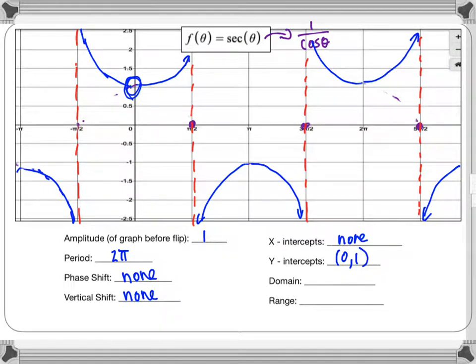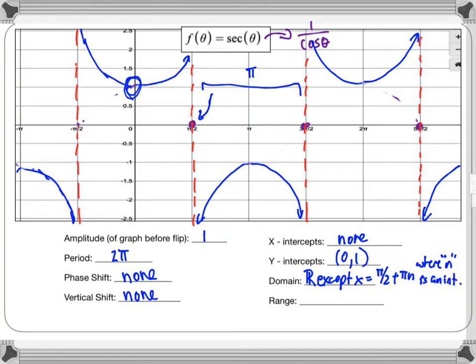And the domain is going to be all real numbers except x equals, and we start off with the first positive break in the domain, which is pi over 2 plus the distance in between each intercept. Okay, sorry, not each intercept, each asymptote. I misspoke. And so it's going to be pi, so that is pi over 2 plus pi n, where n is an integer, okay?